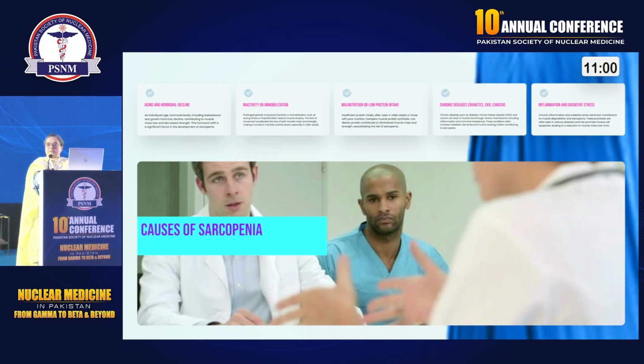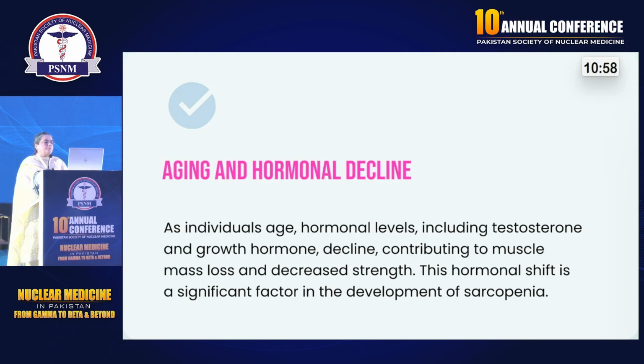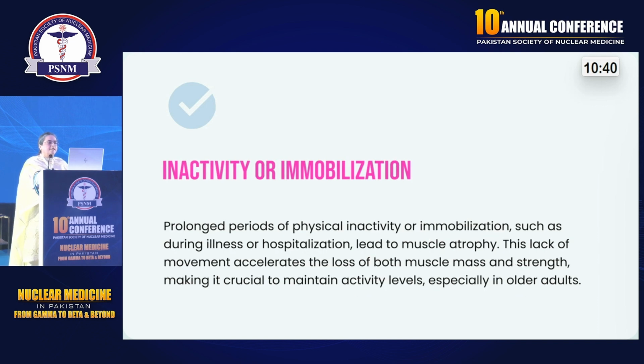So we will shortly touch on the causes of sarcopenia. We know that aging is one of the prime or foremost causes of sarcopenia. It's because of the hormonal decline in males, especially the decrease in testosterone levels as well as growth hormone, leading to a decrease in muscle mass. Inactivity and immobilization during illness or hospitalization lead to muscle atrophy. Lack of movement accelerates the loss of both muscle mass and strength, making it crucial to maintain activity levels, especially in the old.